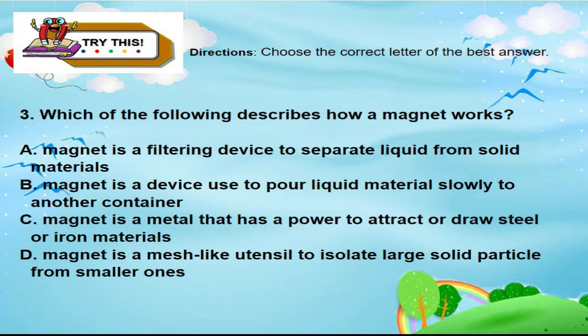Number 3. Which of the following describes how a magnet works? A. Magnet is a filtering device to separate liquid from solid materials. B. Magnet is a device used to pour liquid material slowly to another container. C. Magnet is a metal that has a power to attract or draw steel or iron materials. Letter D. Magnet is a mesh-like utensil to separate large solid particles from smaller ones.